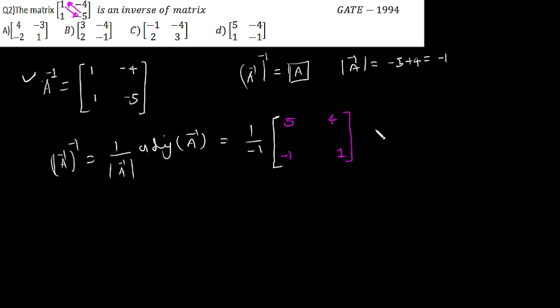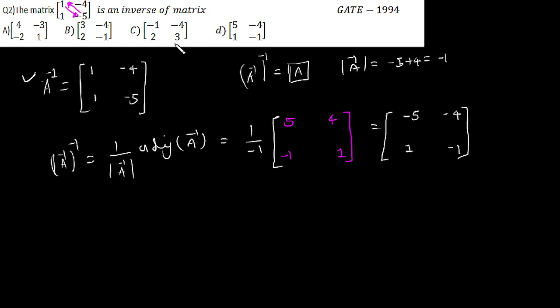Now let's multiply this minus inside the matrix. So we are getting minus 5, minus 4, here plus 1 and minus 1. So we have found the matrix. If we take the inverse of this matrix, we get the matrix that is given in the question. So our matrix looks like this.